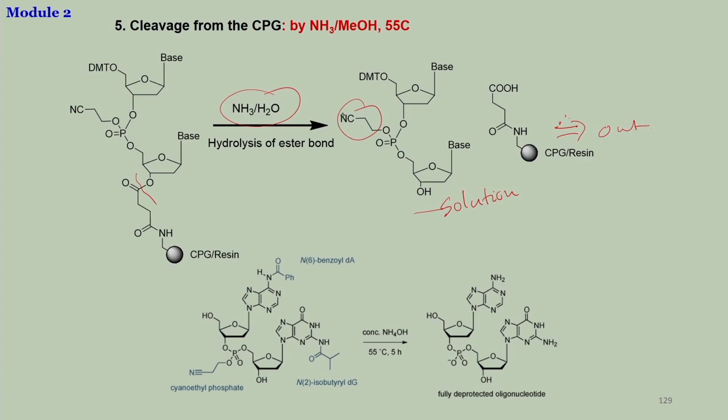And this group as well as this group can be eliminated to get the pure phosphate if you just treat this with ammonium hydroxide at 55 degrees Celsius for a few hours. That will give you this.